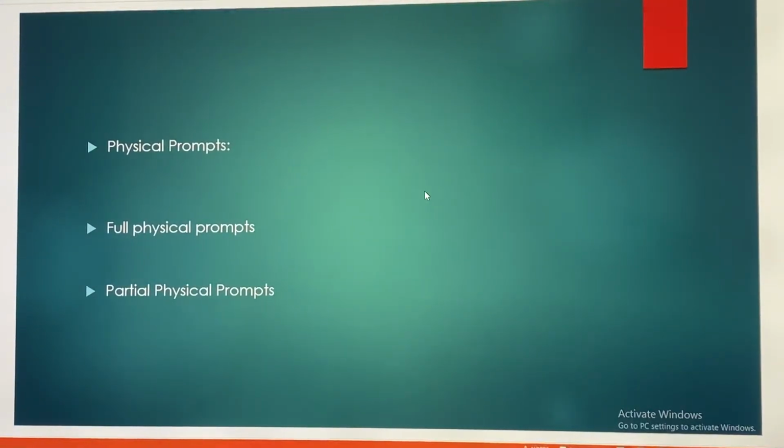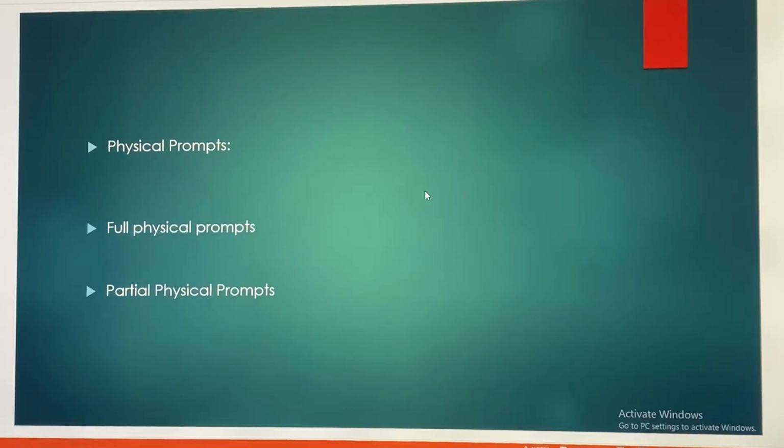So what are the different types of physical prompts that we have? There are two types of physical prompts. There's full physical prompt and there's partial physical prompt. A full physical prompt, as I mentioned earlier, is when you would physically prompt, take the learner and make them do the behavior that you want to see from them.